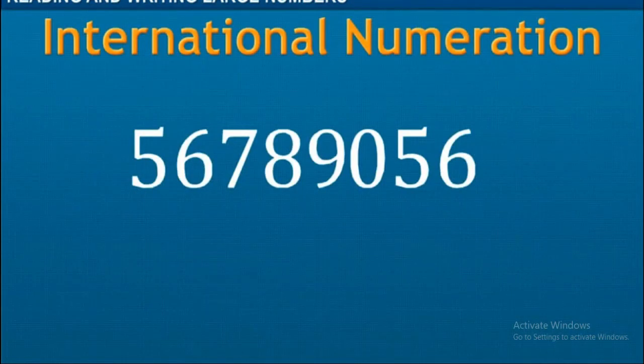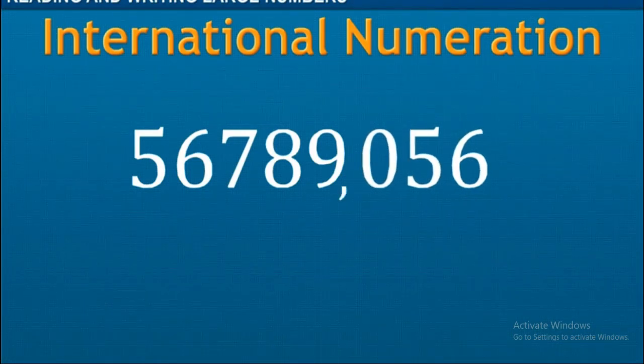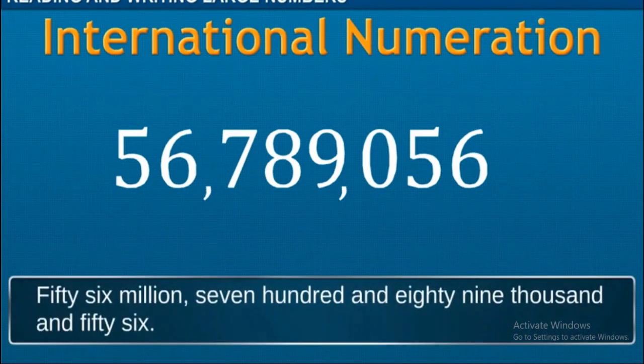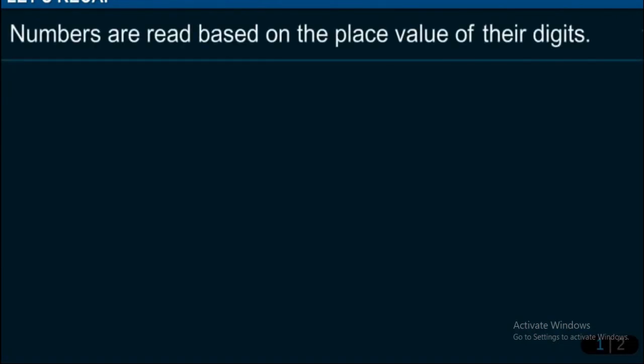We can use commas in the international system of numeration as well. In the international numeration system, we insert commas after every 3 digits from the right. Let's take an example as shown here. So, the commas come after the hundreds place, 100,000s place, 100 millions place, and so on. The given number is 56,789,056.